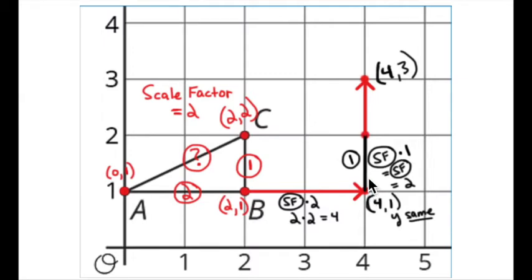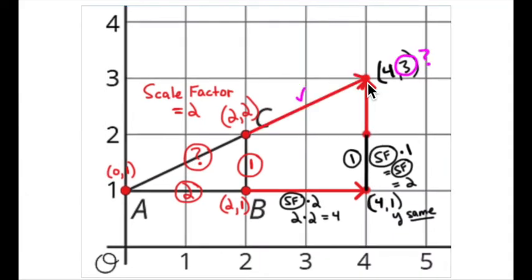So scaling and dilation is all about multiplying the length by the scale factor. So if this length is 1, multiply it by the scale factor, it's going to be 2 times 1, or 2 units. So you're going to go from this point up 2 units to this point. So you get to there. So you end up at coordinates 4, 3.